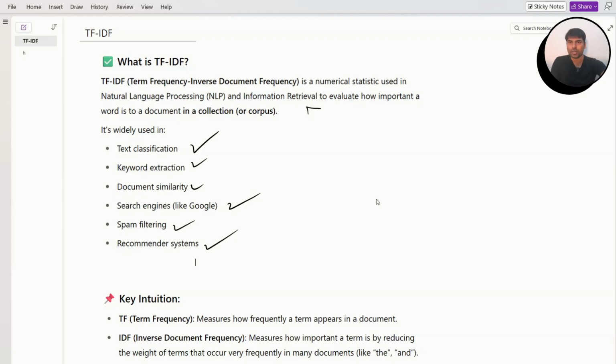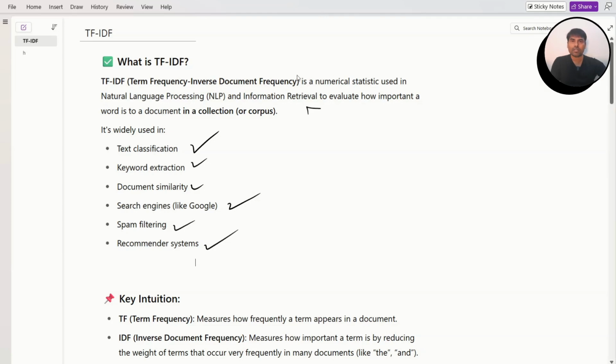Let's understand how to use TF-IDF in the given NLP pipeline, and let's understand TF-IDF in detail. If I talk about what TF-IDF is, you can see that it is called term frequency and inverse document frequency. So it has two components. Let us understand why we have two components and what the importance of each component is.